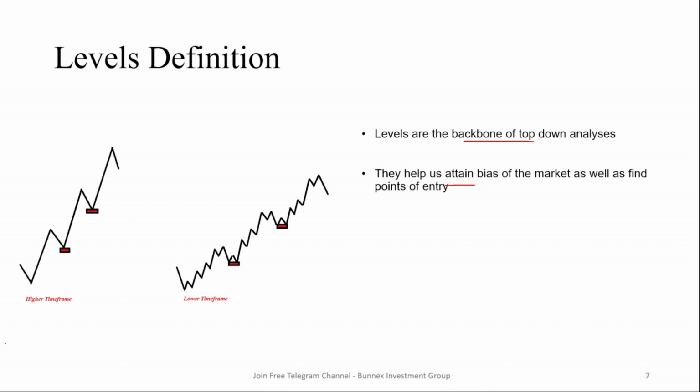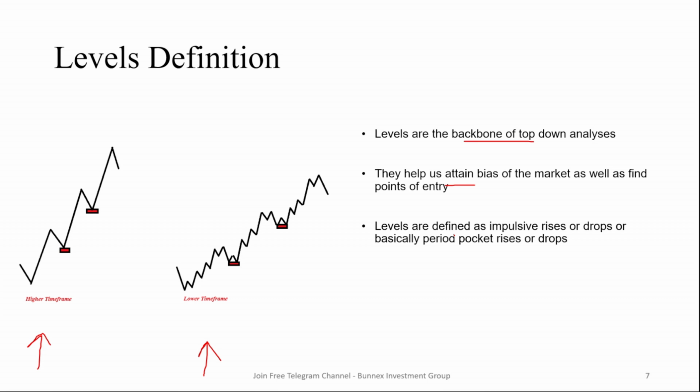We can see that in this particular case, we have this as the higher time frame and this as the lower time frame. Whenever you look at any chart of your choice, we always assume that in one level of that particular time frame, we are expecting 3 levels of its preceding time frame. Levels are defined as impulsive rises or drops. Consider levels as an advanced way to view market structure.